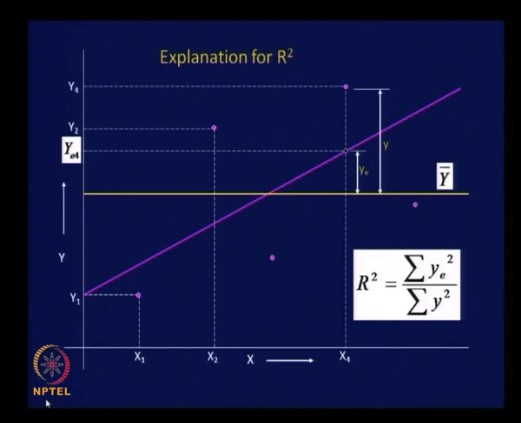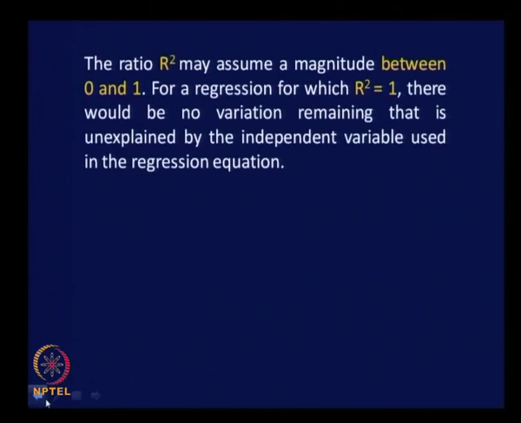Of course, for completion's sake I will show you the value of the other deviation also. So, this is how we need to understand the deviation with respect to the regression line as well as with respect to the mean. Is that clear? Okay. So, the ratio R squared may assume a magnitude between 0 and 1.